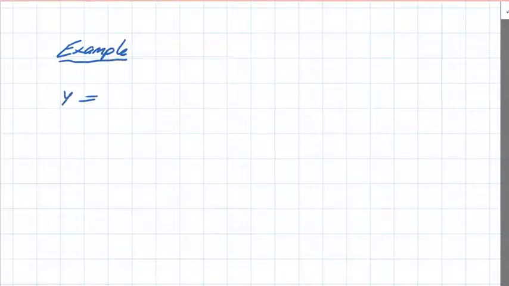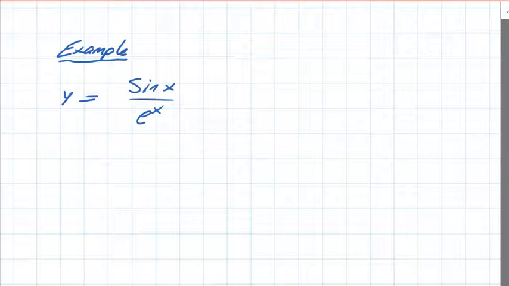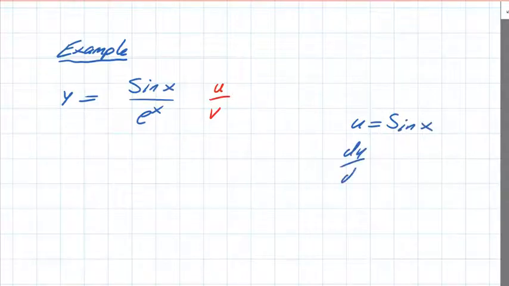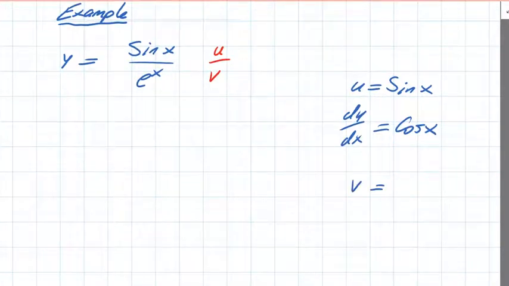So imagine y was something like sine x over, for example, e to the power of x. What's dy dx? Well, yet again, that's u over v. So bring them over here and treat them separately. So u is sine x, du dx is cos x. Now down here, v is equal to e to the power of x. That's the only function that doesn't change. When you differentiate, it stays as itself. So dv dx is still e to the power of x.